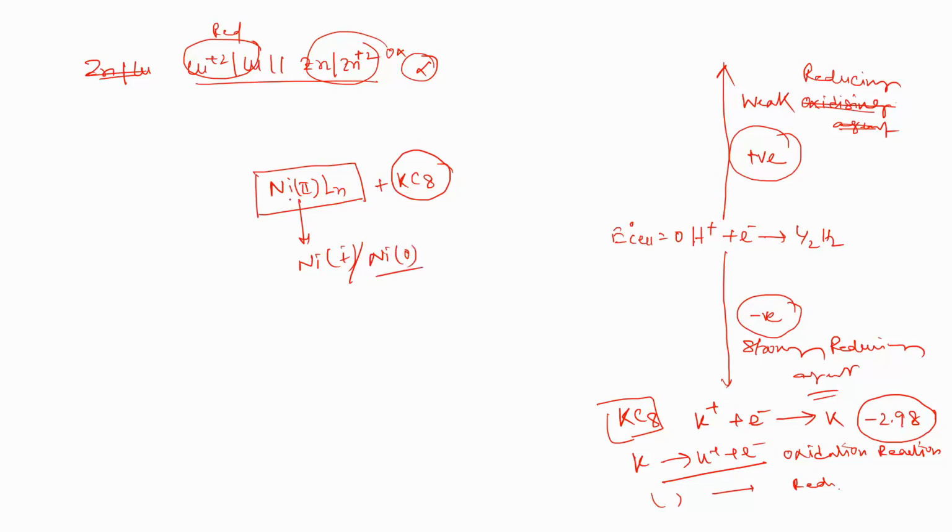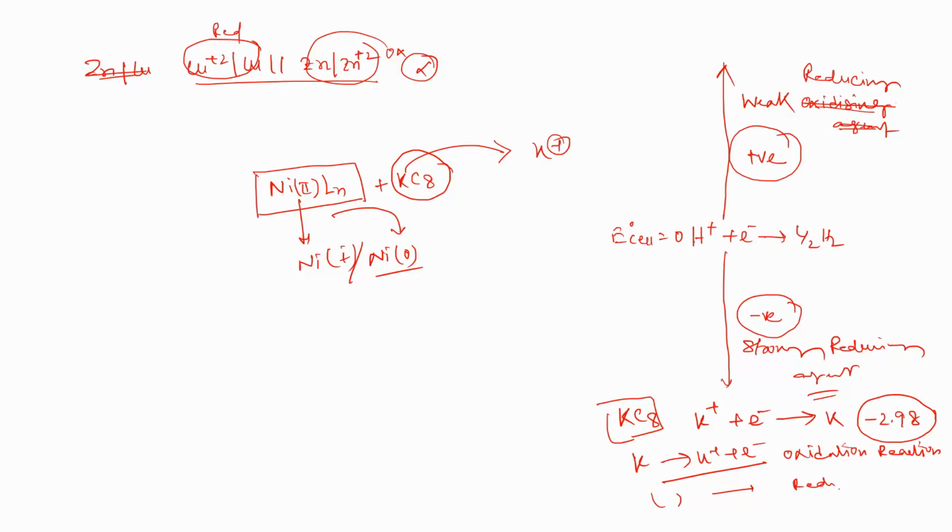It will reduce this nickel plus 2 to nickel 0 or nickel plus 1, and this potassium will oxidize to potassium plus 1. So there is some literature, some research papers, where potassium graphite is used to reduce the nickel plus 2 complex to nickel 0. This is low valent transition metal chemistry, where the nickel 0 is produced by the reducing agent.